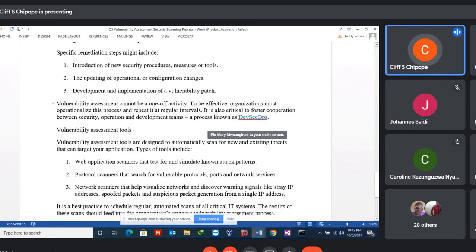It's also critical to foster cooperation between security, operation, and development teams, a process known as DevSecOps.